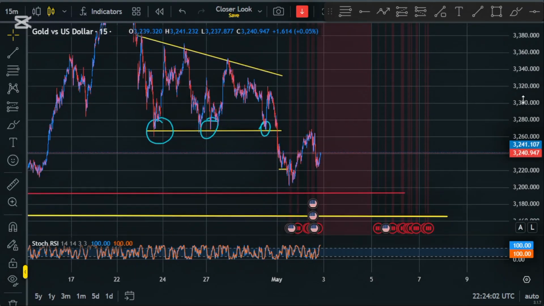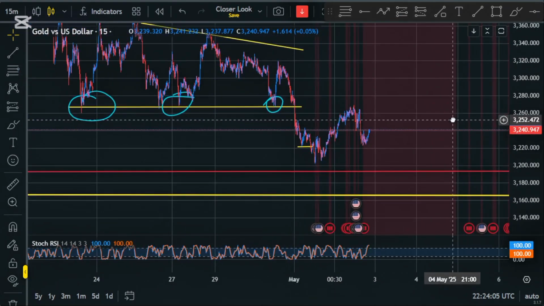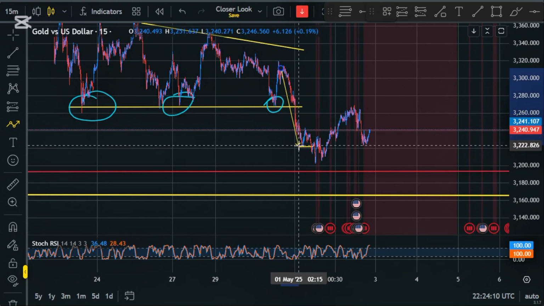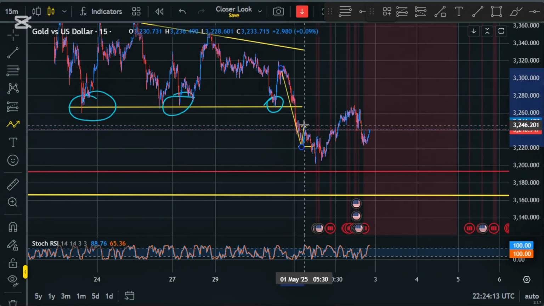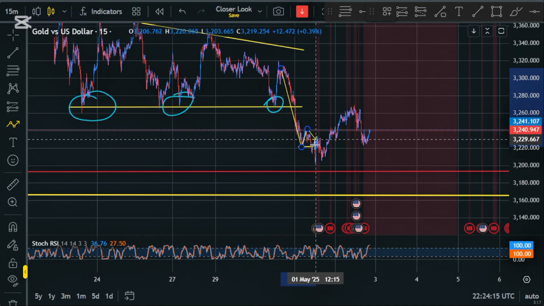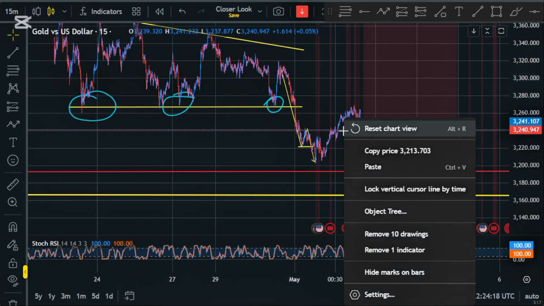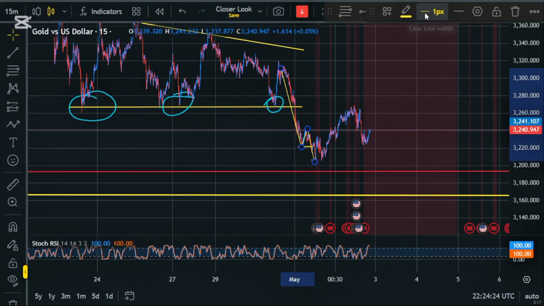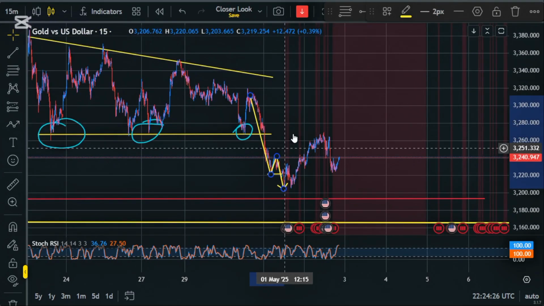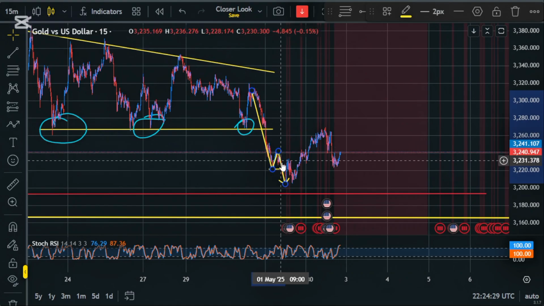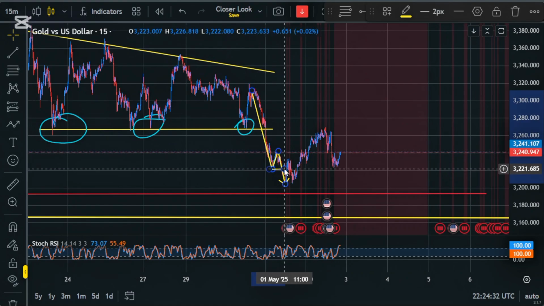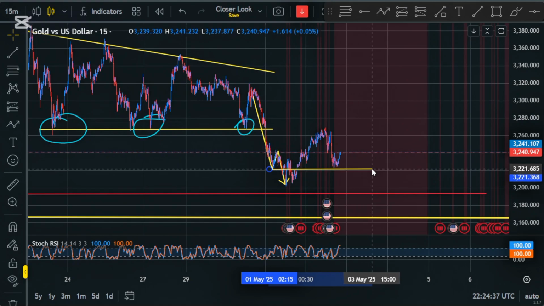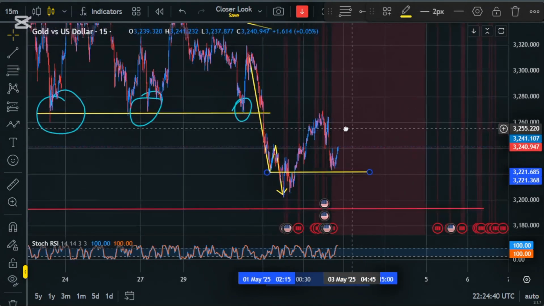And what happened? You saw the market came down like this, and if you watch closely, there's an inducement here before the sweep to the downside. So follow me closely. Over here, there was an inducement, then we had a sweep to the downside. So this level is very important.